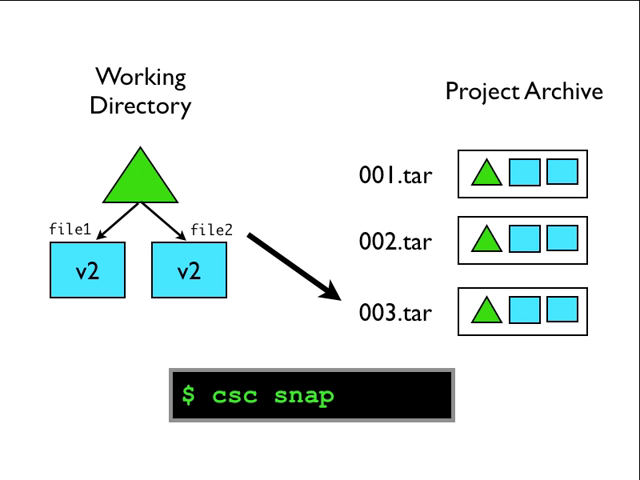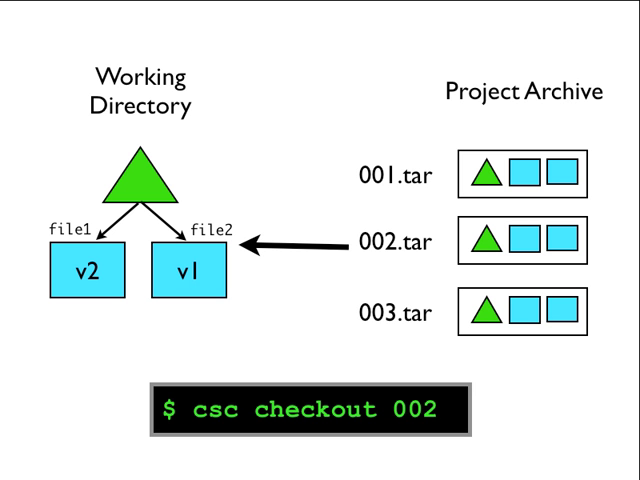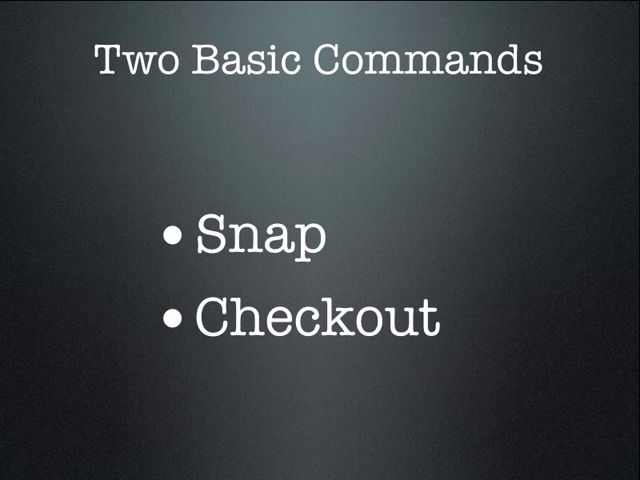Now, to get back to a previous version, say we're working on version 3 and we want to get back to version 2, we just untar the file. We unarchive the file into our working directory, and that copies all the files in that tar file into our working directory, and we now have exactly what was in the snapshot for version 2. So it's very easy to create snapshots and to check out new snapshots. 2 simple commands, and that's all we need right now.